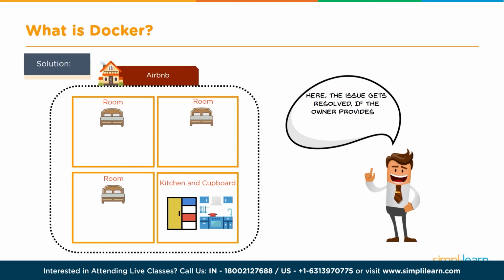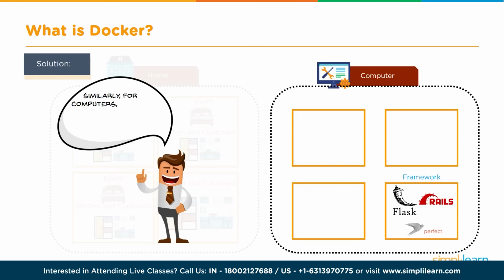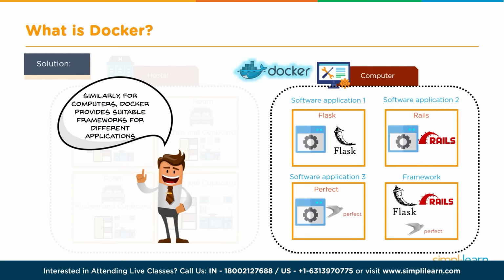So let's go back to our Airbnb example. We have 3 rooms and a kitchen and cupboard. How do we resolve this issue? Well, we put a kitchen and cupboard in each room. We can do the same thing for computers. Docker provides the suitable frameworks for each different application.